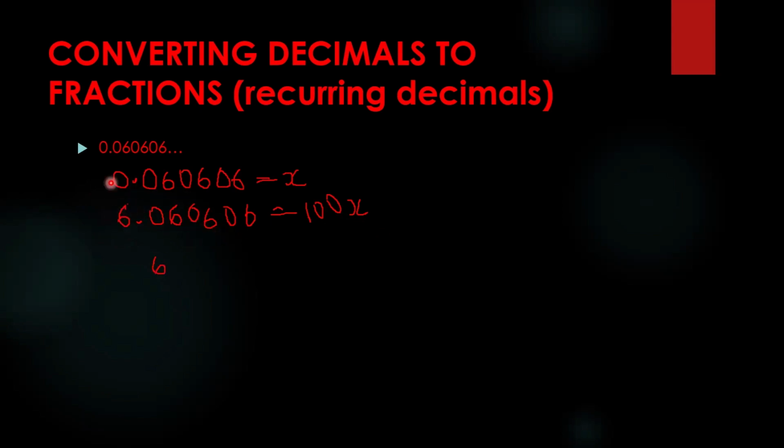Now I subtract my first equation from my second equation. If I subtract this from this, all I have is 6. And then if I subtract x from 100x, I have 99x. So I want to solve for x. I'll divide both sides of my equation by 99. So my x is now 6 over 99. Now 6 over 99, I can bring out 3. I can divide both the numerator and the denominator by 3. So my x can also be rewritten as 2 over 33.